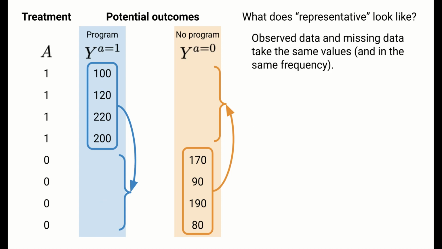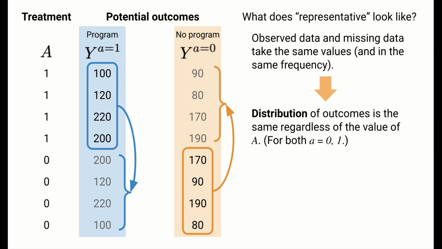The observed incomes in the program users would be representative of the missing data in the first column if that missing data took the same values and in the same frequency as the observed values. In this example, it means that the missing incomes are also $100, $120, $220, and $200,000, just like the observed incomes. The observed values are exactly a good representation of the missing values. Similarly, in the program non-users, the observed incomes would be representative of the missing data in the second column if those missing incomes took the same values as the observed incomes.